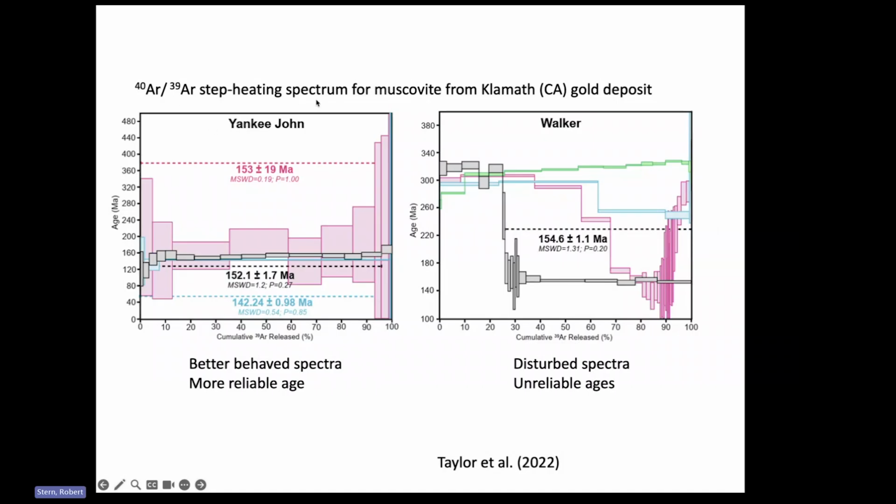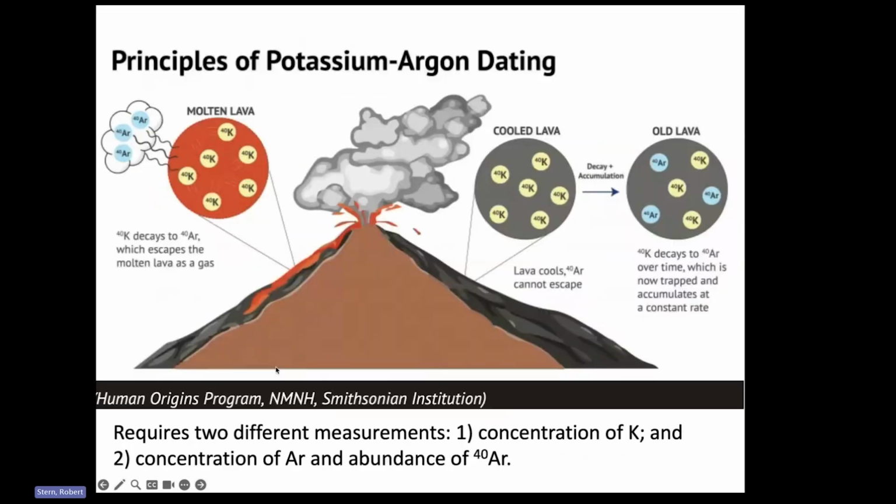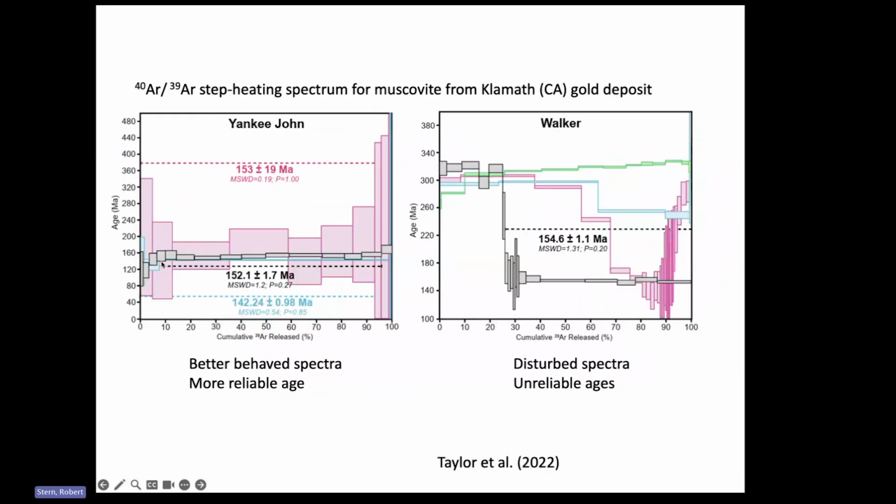So here's an argon-40/39 step heating spectrum for a muscovite, a mica from a gold deposit in the Klamath of California. This is the Yankee John deposit. There look to be three spectra in here: 153 plus or minus 19, 152.1 plus or minus 1.7, and I can't really see this other one. But you can say, okay, that's a pretty well-behaved spectrum, and so it inspires confidence. We know that this system hasn't been disturbed.